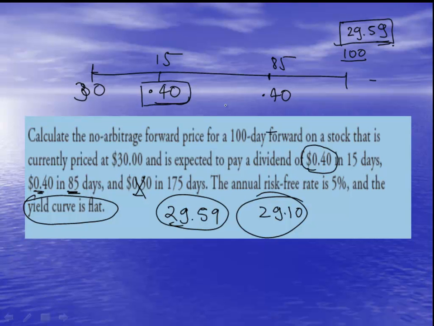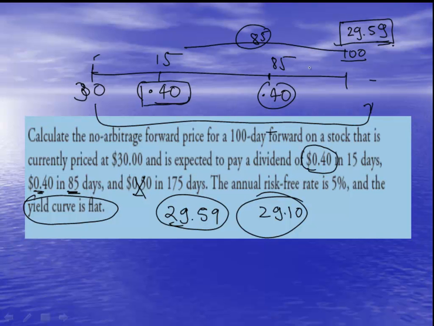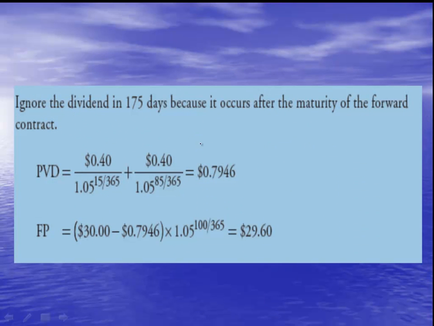So instead of taking present value, if you would have taken future value of 30 here and then reduced the future value of 0.4 and 0.4, just make sure that while taking it here, you'll take it for 85 days and you take it here for 15 days. So just be careful with the number of days. Okay, so let's move on. The answer was correct, 29.60.